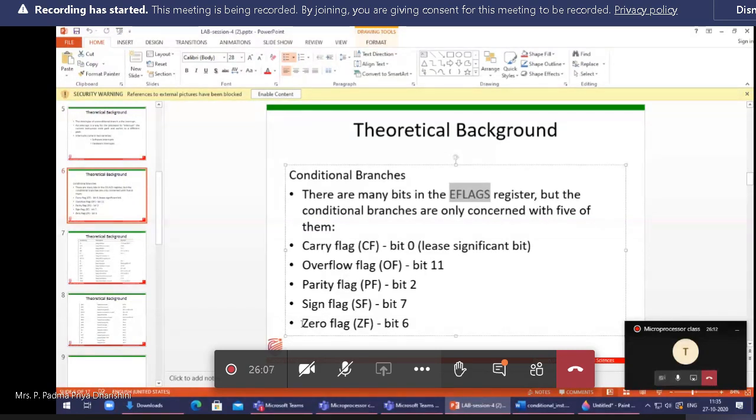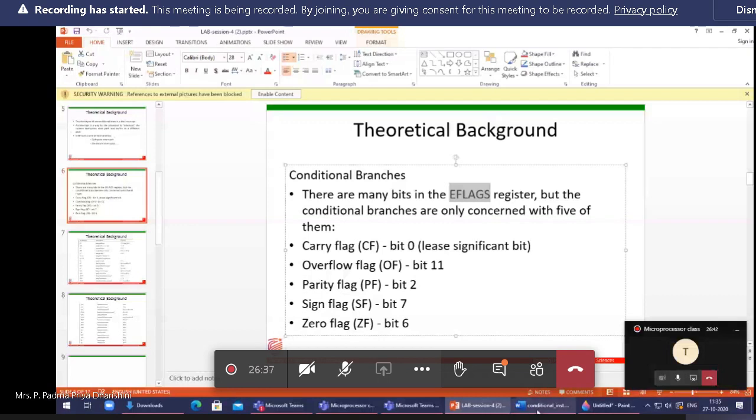So if the compare instruction gives the value 0, that means that both the source and the destination are the same number, then when we do subtraction we'll get 0 as the result. That time the zero flag will be set to 1. When will the zero flag be set to 1? When the source and the destination both are the same, that time the zero flag will be set.